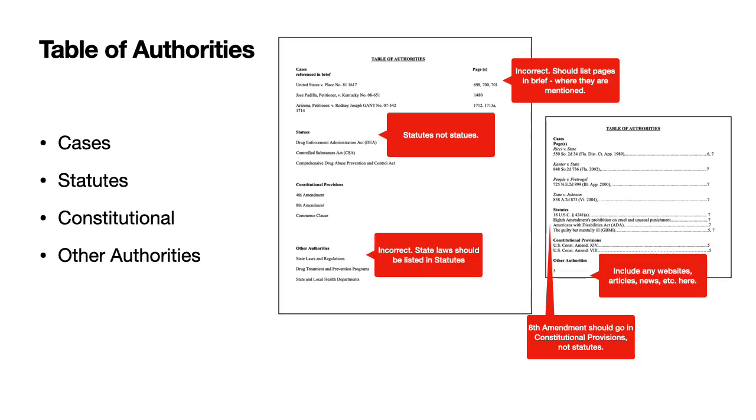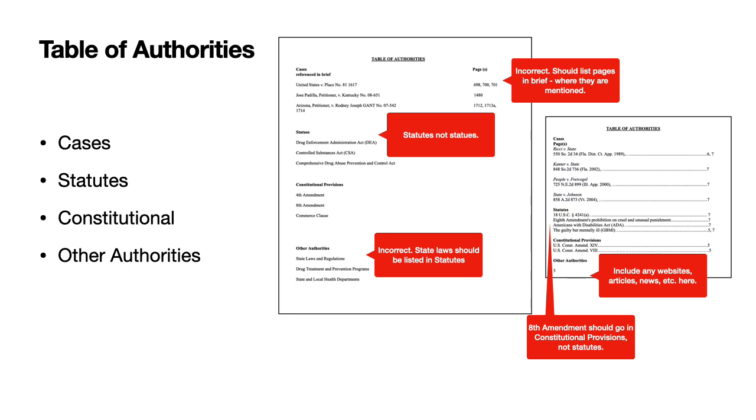In the table of authorities, I've got two examples here of a mix of correct and incorrect. The first thing here is incorrect. You want to list the pages where they come up in the brief. There's not 698 pages in your brief, so I shouldn't see numbers like that. The student put the pages that it's found in the case, but what we want is where it comes up in the brief.